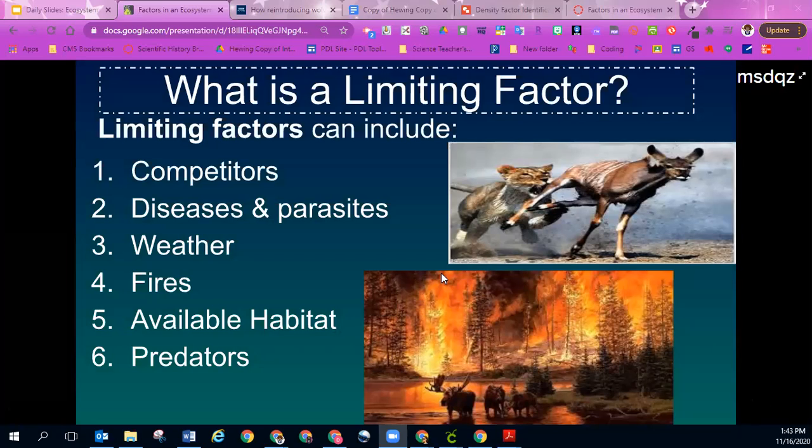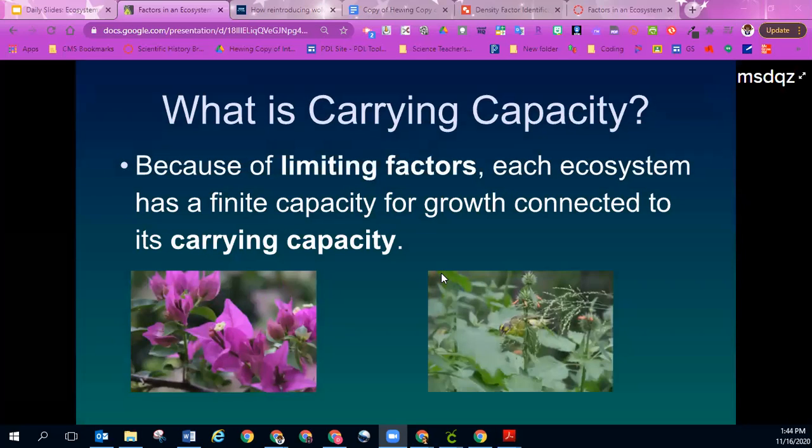Some of them just occur in nature, from when maybe lightning strikes a tree and it ends up making things catch on fire, and you have really large forest fires. The habitat availability, as well as predators being there, are all different factors that can limit a population. All right, so that takes us to carrying capacity and what exactly that is.